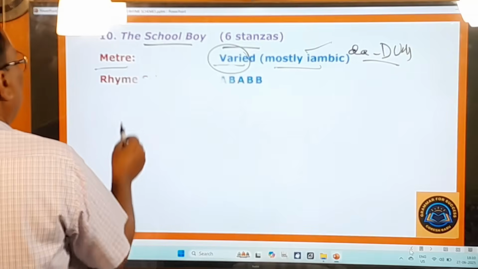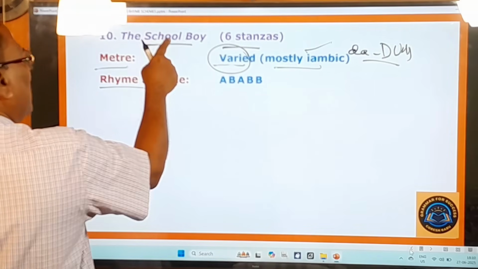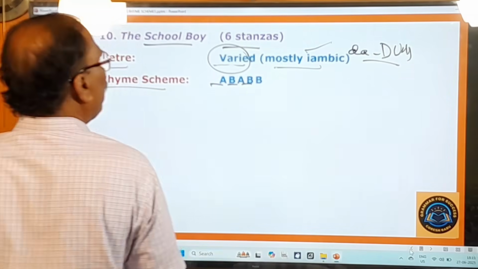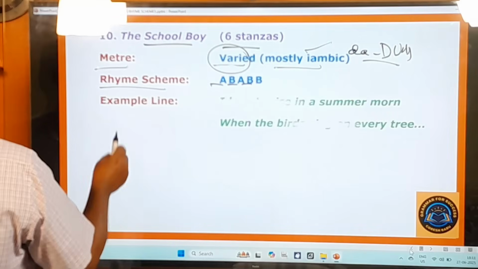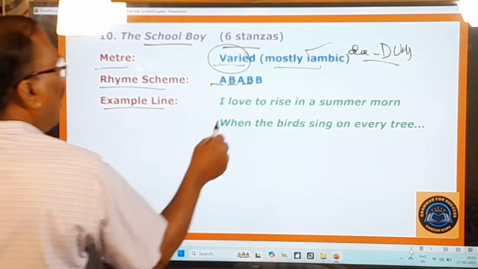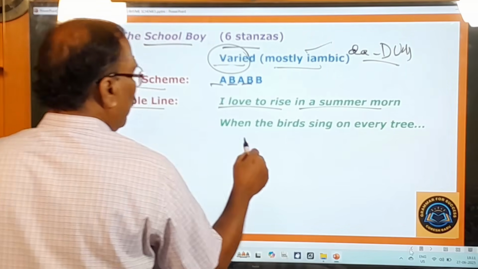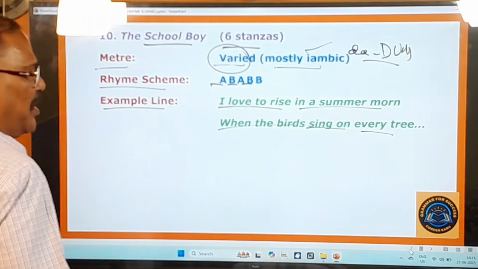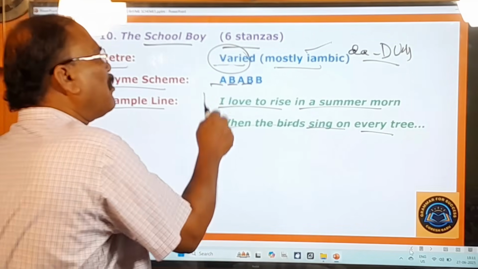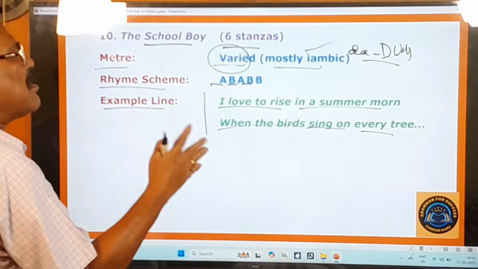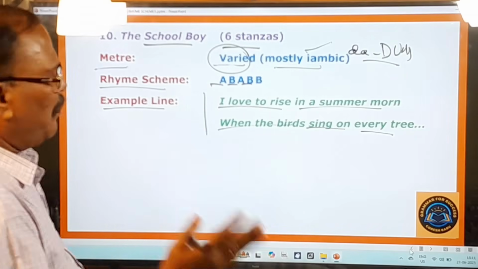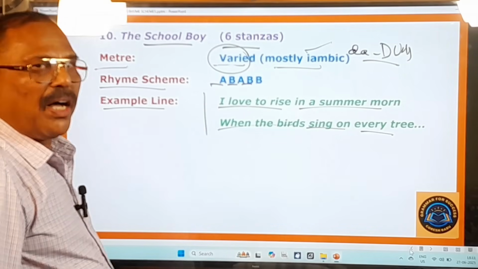And what rhyme scheme is used here? A B A B B. That is the rhyme scheme. And here one example is given: I love to rise in a summer morn when the birds sing on every tree. It's a beautiful poem. I love to rise in a summer morn when the birds sing on every tree. Beautiful. And now you move on to other poems.